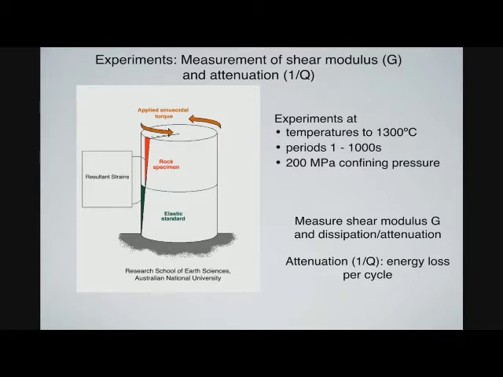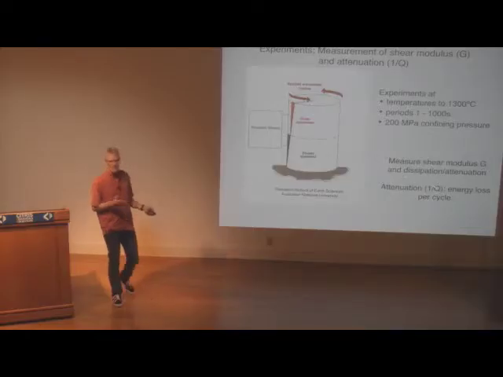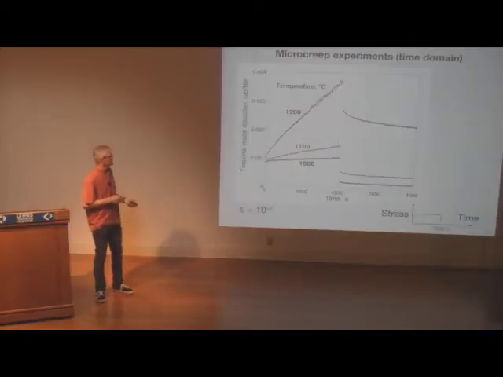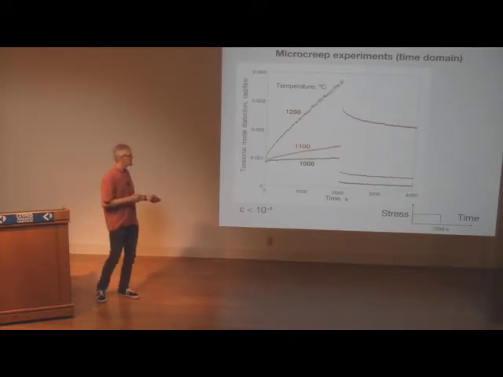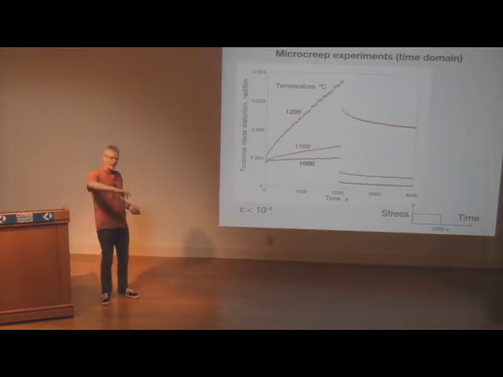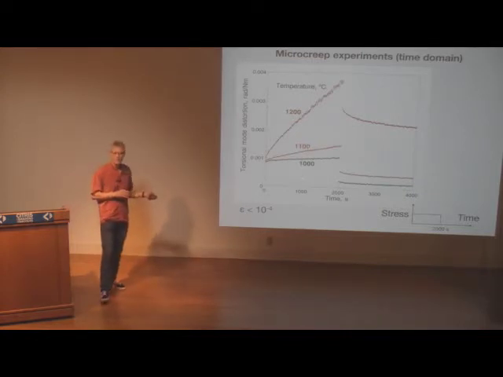So attenuation, I think Jeff already went over that, so I don't need to spend that much time. Attenuation, energy loss per cycle. These are micro creep experiments. So instead of torquing it back and forth periodically, we just twist in one direction and then watch what happens. And the main part here is to see the temperature dependence, right?